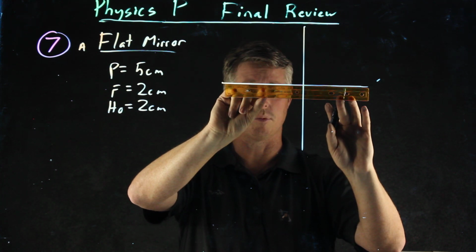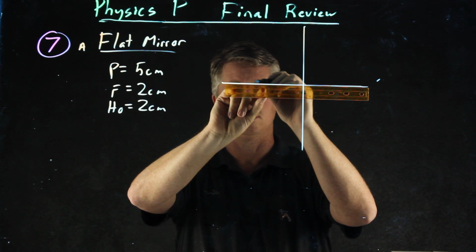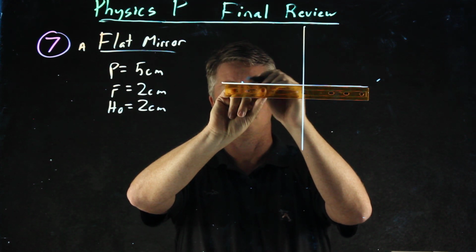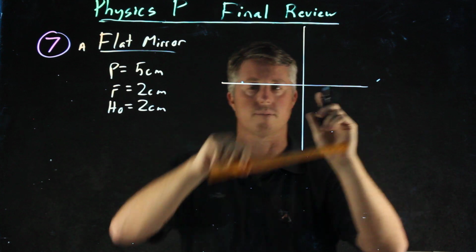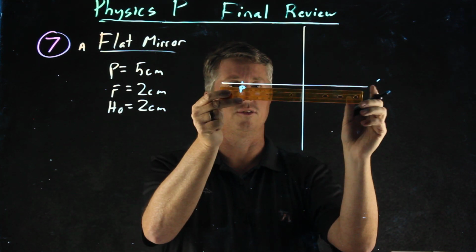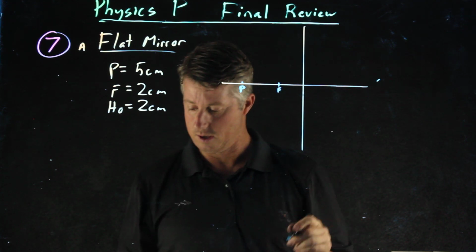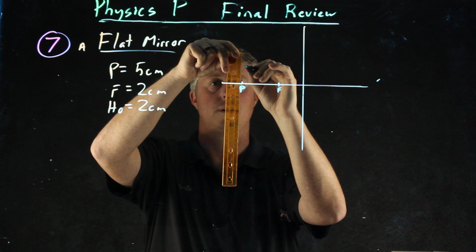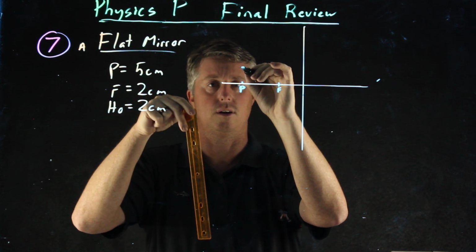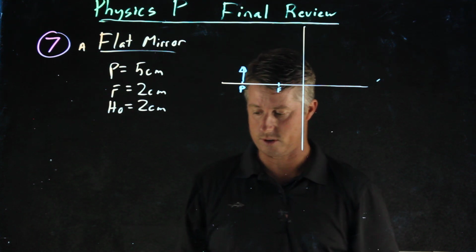So I'm going to measure over. In fact, I'm going to scale it up a little bit so you guys can see this. 1, 2, 3, 4. So this is P. And then 2 centimeters away, this is where I have F. And then it's 2 centimeters up. So right here. So here's my object. Here's my mirror. There's my focus.